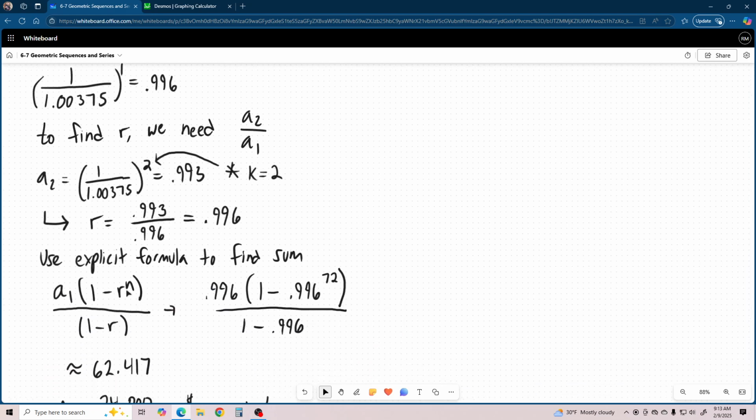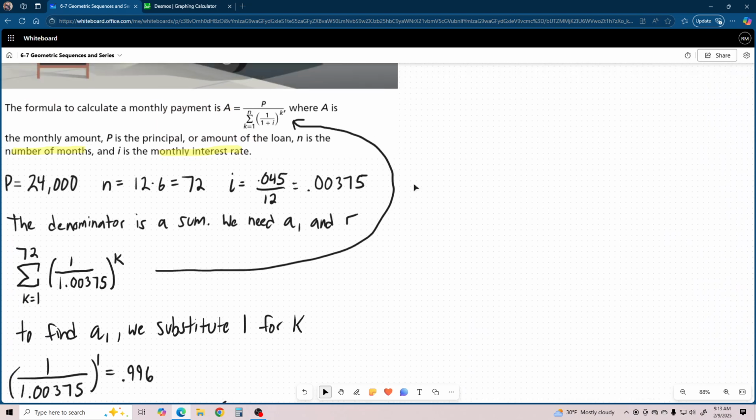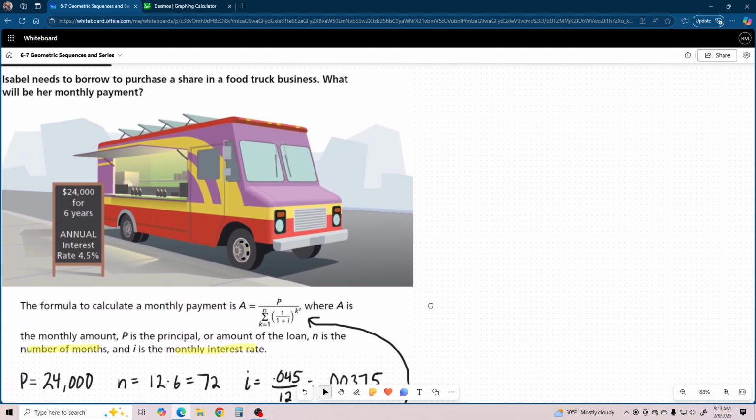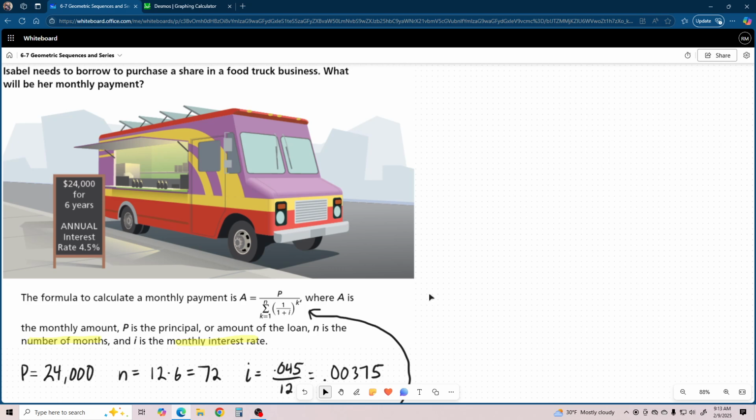Like we have everything we need. Well, we need n, but they gave us that initially, right? So we have everything we need to be able to find the sum of these 72 terms, and that's what we did. We took all 72 terms, we summed them together, and then took that number and divided 24,000 by it.